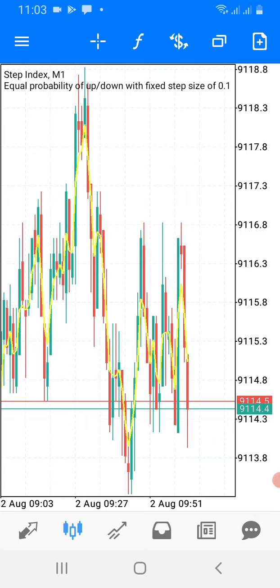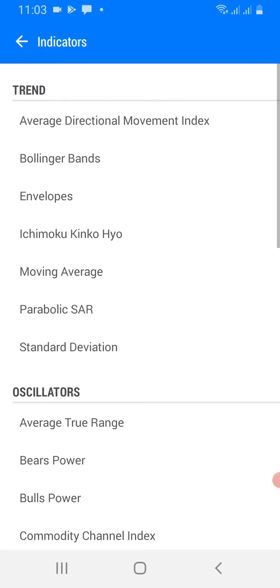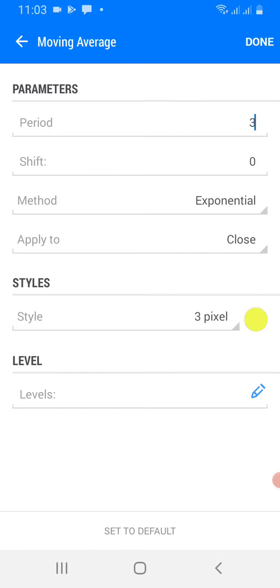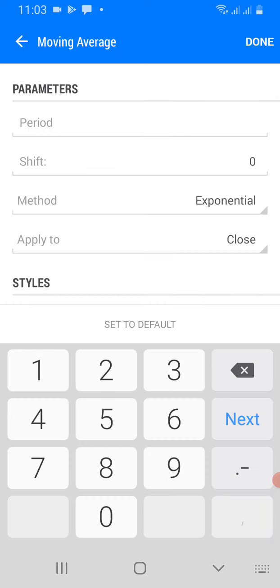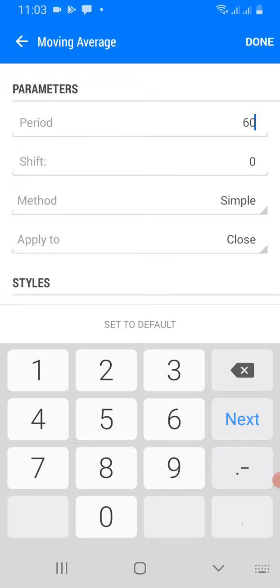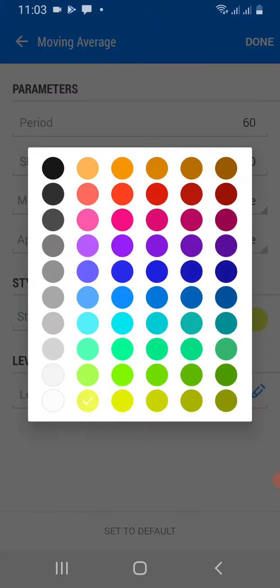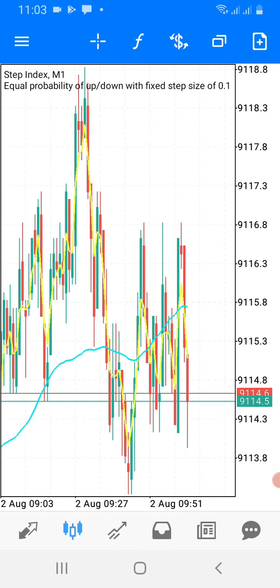The next indicator we'll be using is another moving average. You add another moving average, period 60. Apply to simple, shift 0, method close. The style is 3 pixel. Let's use blue. Then click done.